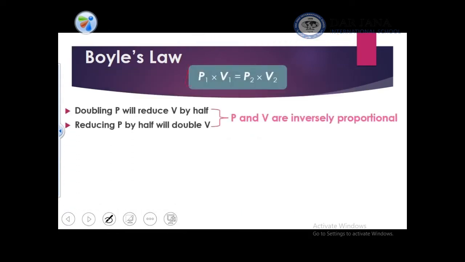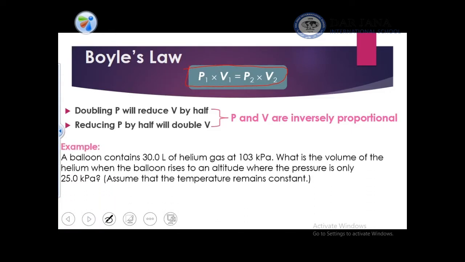Boyle's law is P1 V1 equal P2 V2, where P1 and V1 represent the pressure and volume in initial conditions. P2 V2 represents the pressure and volume in final conditions.